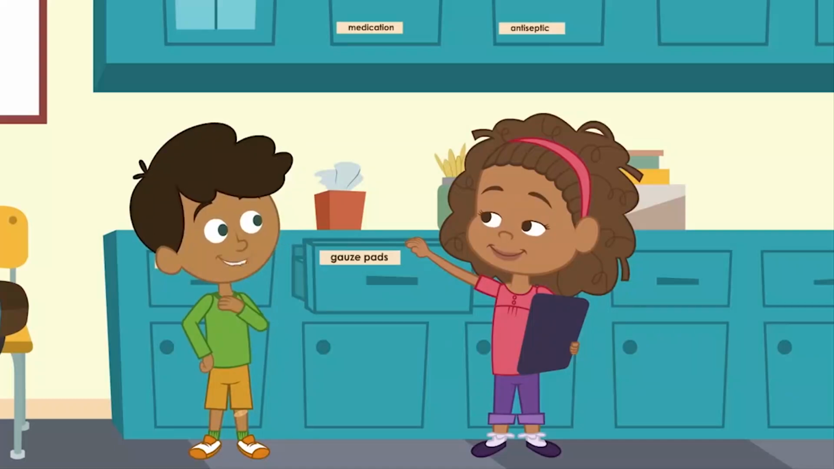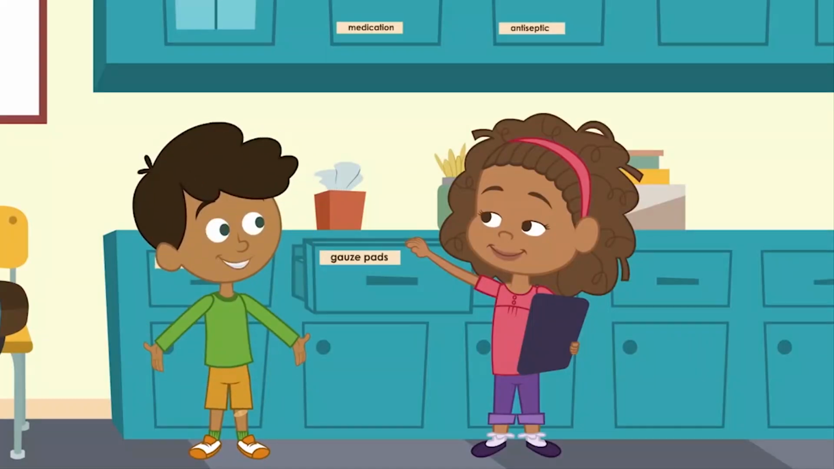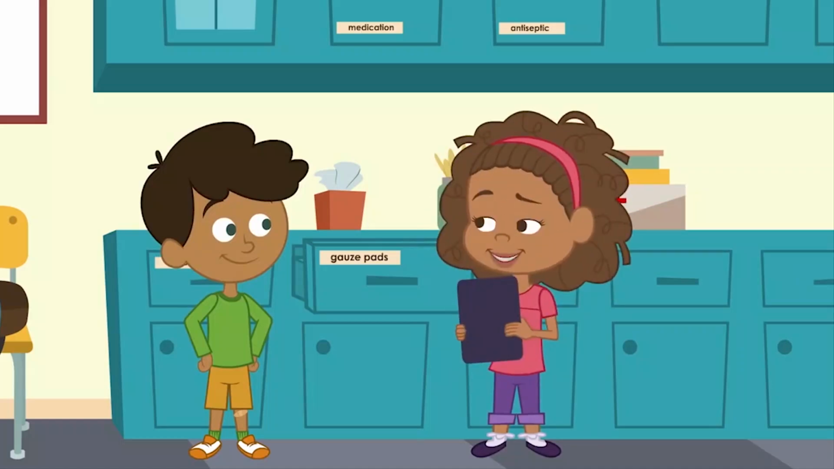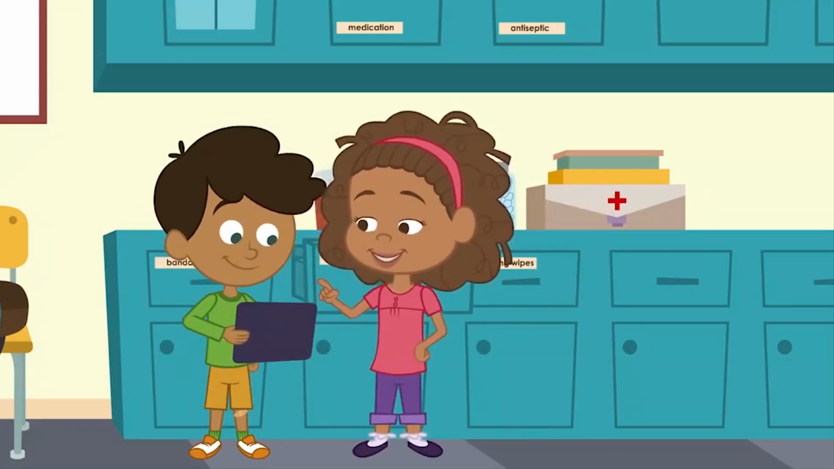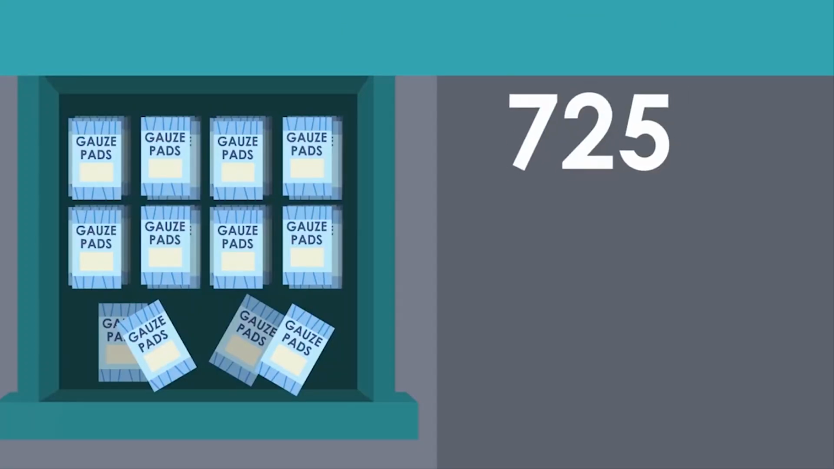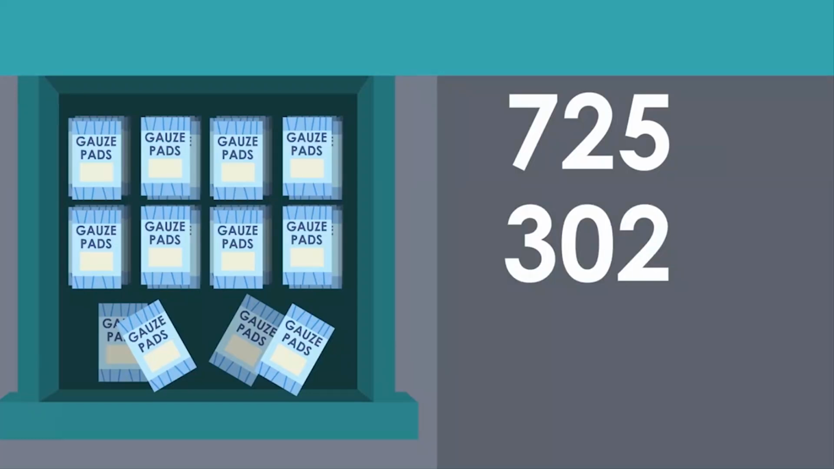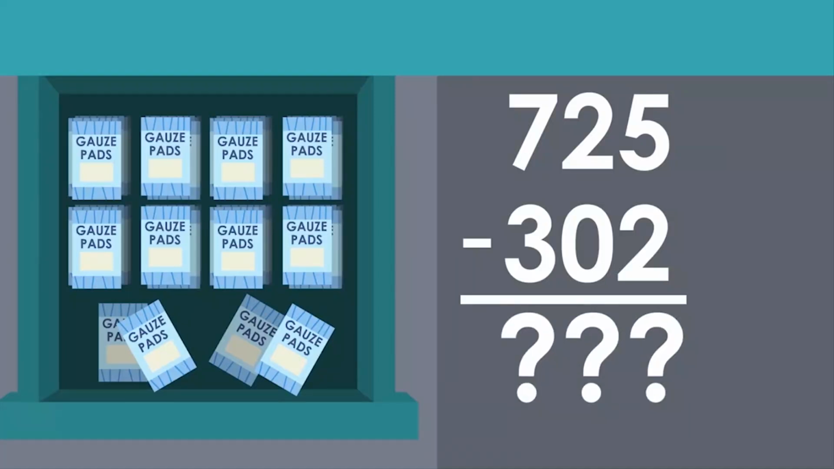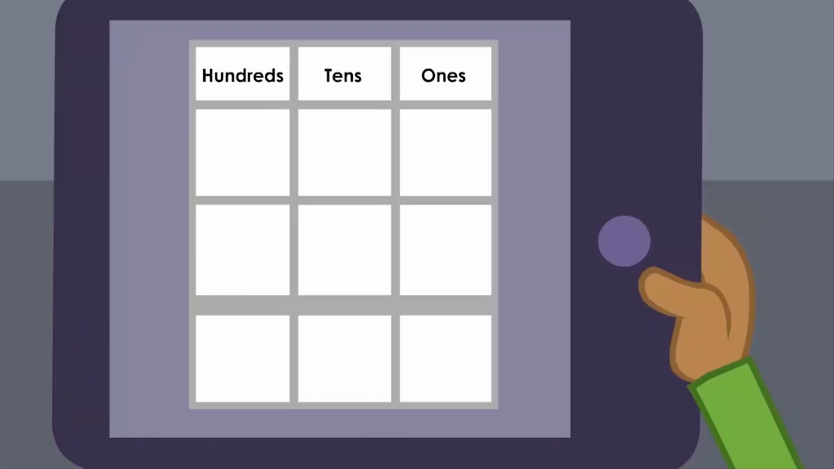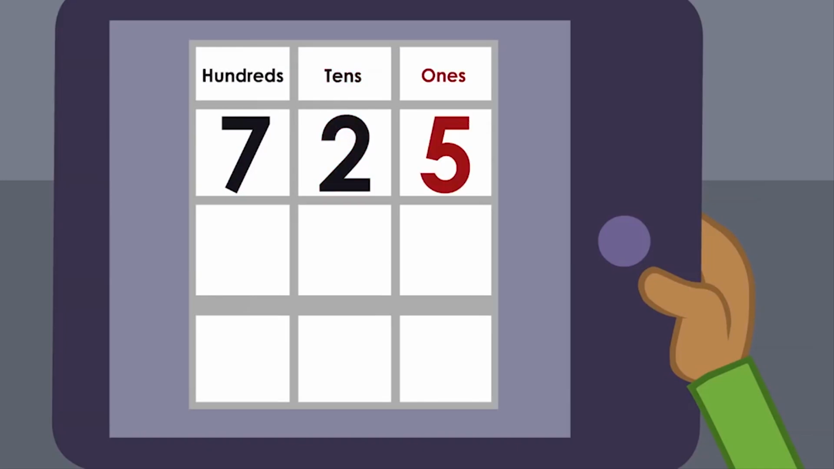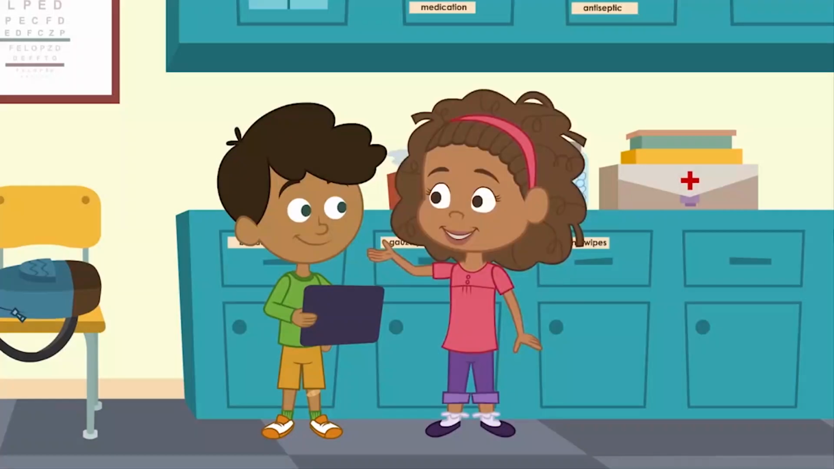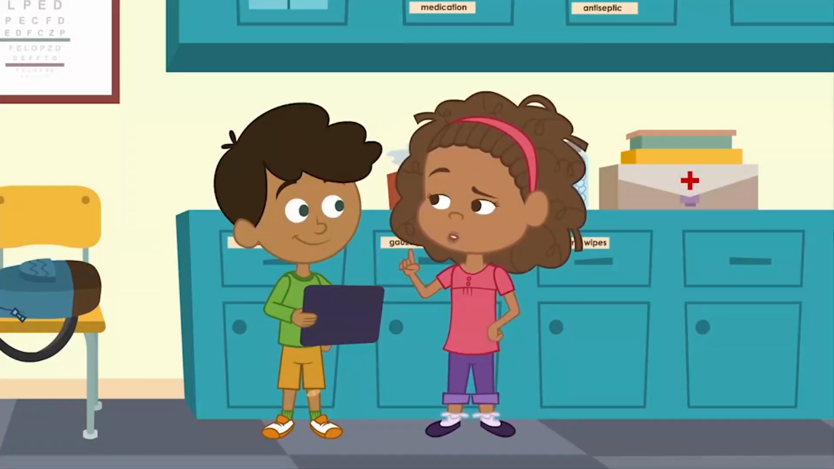Okay, but I know a different strategy. It's called the grid method. Oh, I know that one too. Here, you can use this. The nurse started with 725 gauze pads, and she used 302. So, if we subtract 302 from 725, we'll know how many are in the drawer. In the top row, we need a 7 in the hundreds place, a 2 in the tens place, and a 5 in the ones place. Right! Now we need to subtract 302 from that.